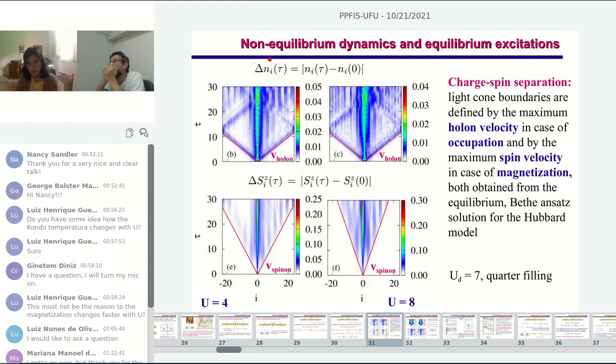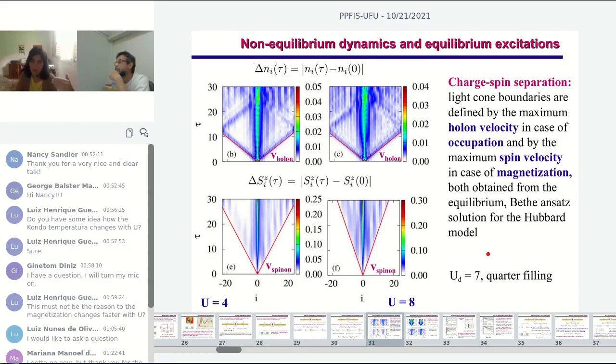So on the top, it is the change in the occupation. At the bottom, it is the change in the magnetization. On the left, it is for U equal to 4, and on the right, it is for U equal to 8. So we are changing U. Remember that U is the interaction inside the wires. UD, the interaction at the impurity site, is always equal to 7.